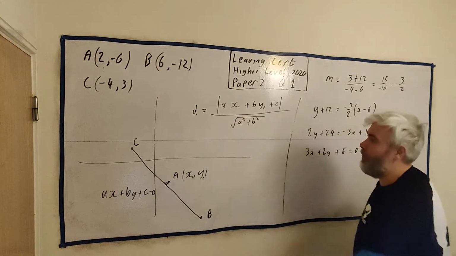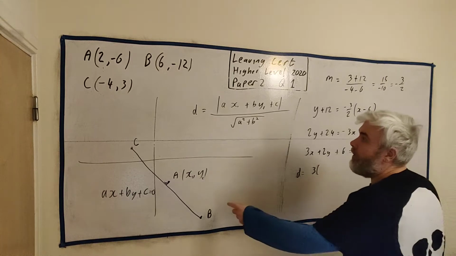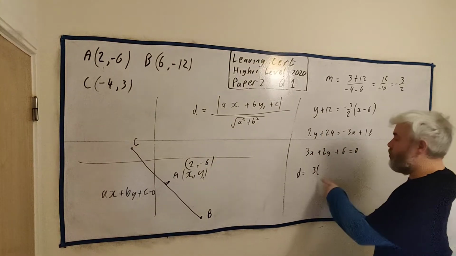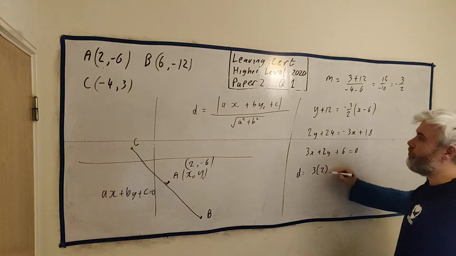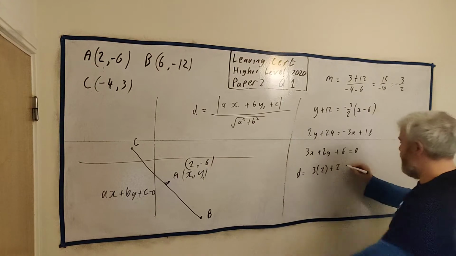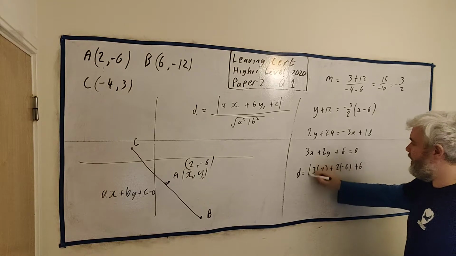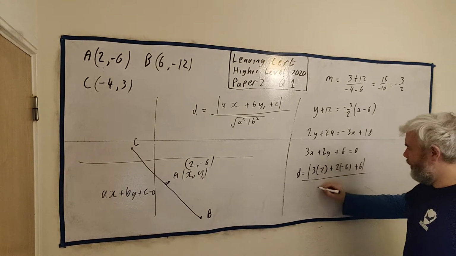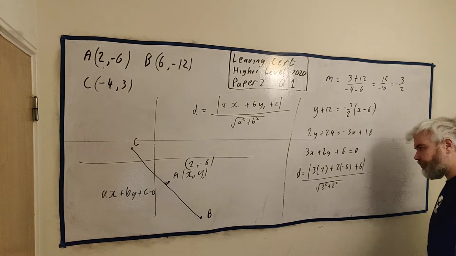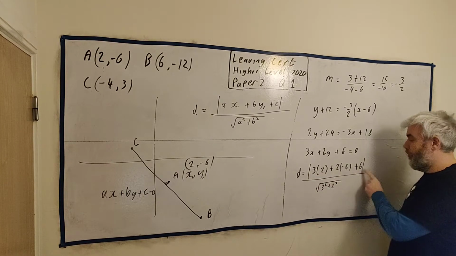So we have everything we need for this formula. D is equal to 3 multiplied by, instead of a here, let's put in the numbers there, 2 minus 6. So 3 multiplied by 2 plus 2 from here multiplied by minus 6 plus c plus 6. The absolute value of that divided by, now this isn't going to matter as it happens, but divided by 3 squared plus 2 squared. Now it's not going to matter because if we look at the top row, we get 6 minus 12 plus 6.